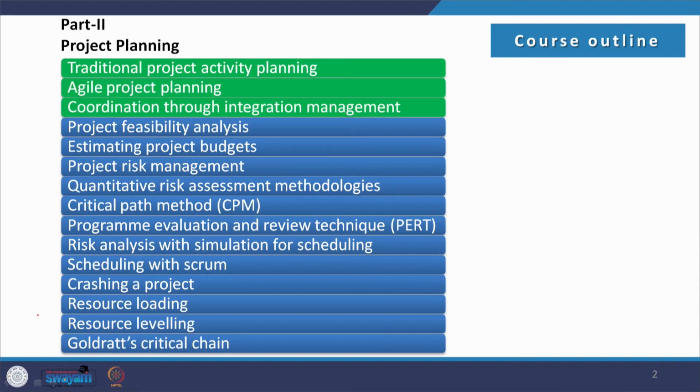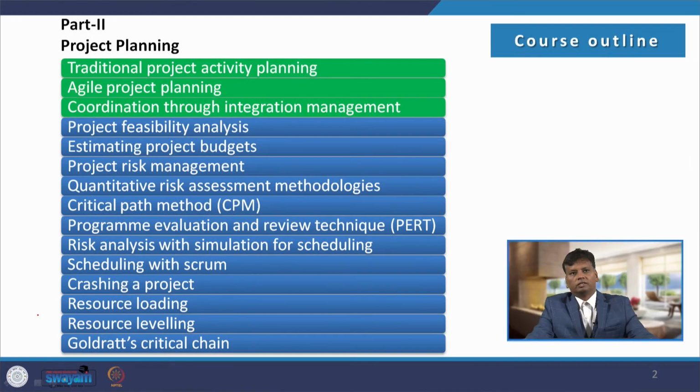Dear students, today we are going to discuss a new lecture called Coordination through Integration Management. For every project, for proper management of the project, the basic and very important requirement is coordination among all the project activities. Now, in this lecture we are going to discuss how we are going to achieve integration management through coordination. In the previous class I discussed agile project planning. In this lecture I am going to discuss coordination through integration management.